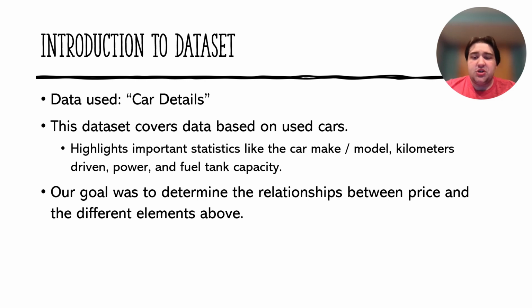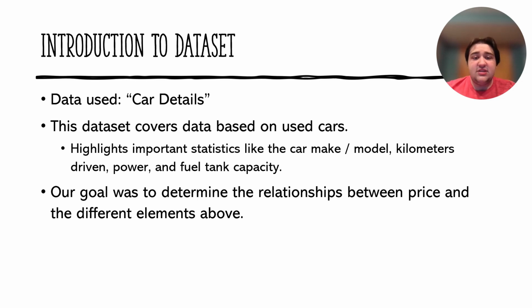So as a quick introduction to our dataset, we used the car details dataset, and all of the data in this specific dataset was taken from previously owned and used cars. There were some that were first owned or second owned, but they were still used. In particular, it covered the car make, the car model, the kilometers already driven on the car, power in brake horsepower, which is bhp, and fuel tank capacity.